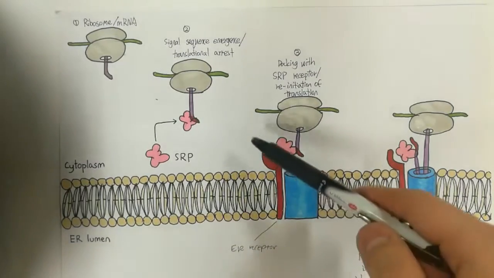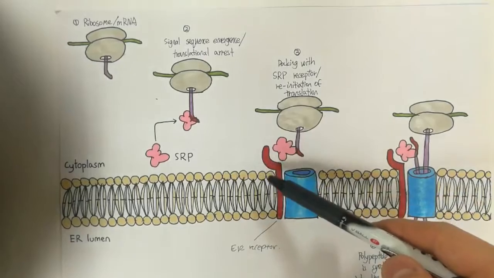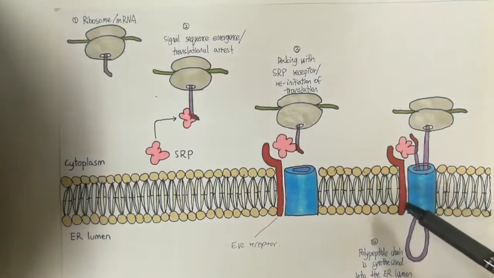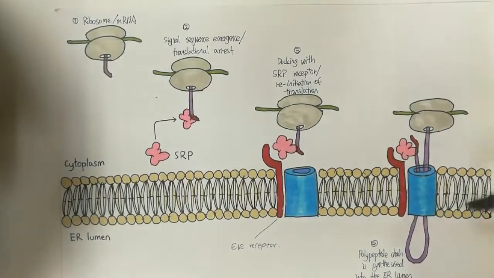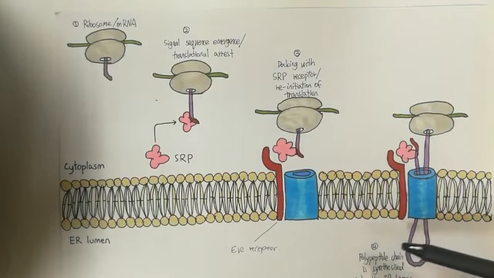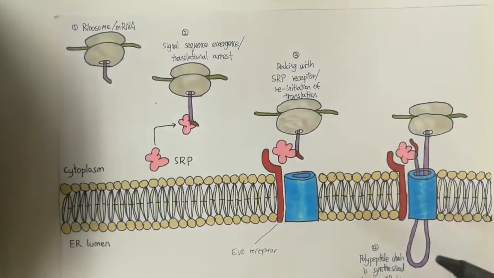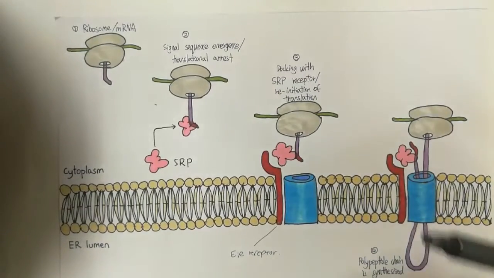As you can see, once the whole thing reaches the receptor on the rough ER, it will start the translation again, and the translation will put the polypeptide synthesis into the rough ER. Therefore, after the translation is finished, the rough ER can give it a vesicle to transport it within the cell.